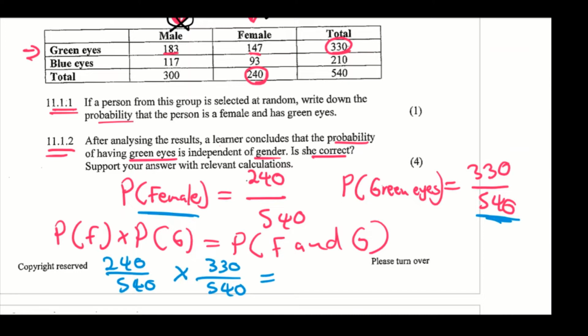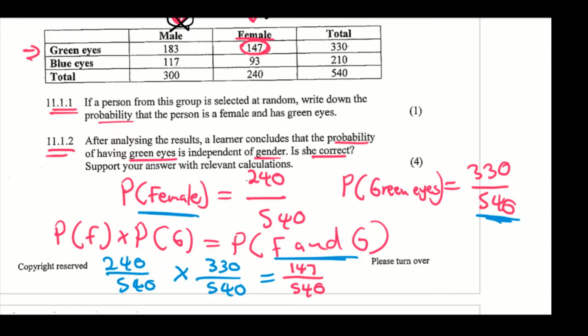Now what is the probability of females and green eyes? This portion here. We can find it in the diagram, right? If we take a look at our graph, the probability of people who are female and have green eyes is actually this one here. It's 147, so it's 147 divided by the total number of people, which is 540, right?